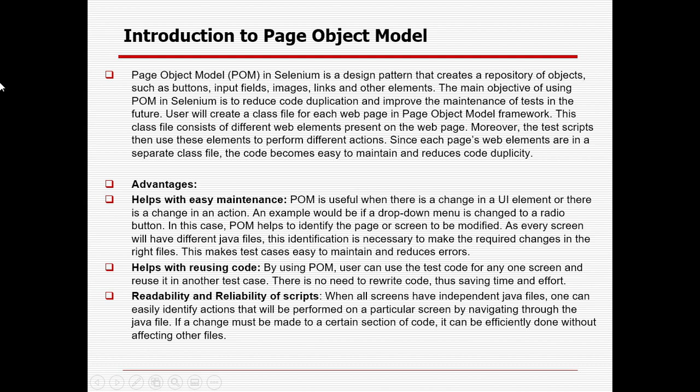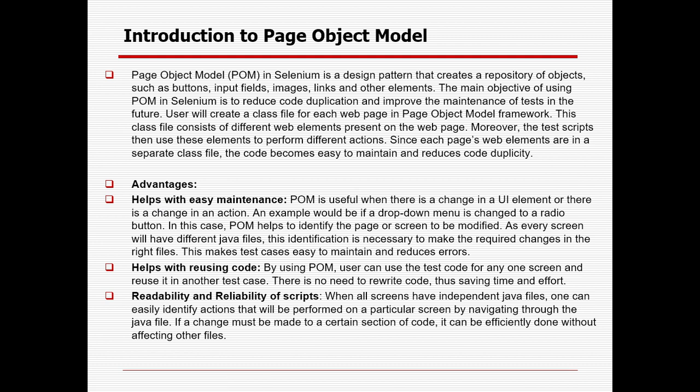Okay. So user will create a class file for each web page in the page object model. This class file consists of different web elements present on the web page. Moreover, the test script then uses these elements to perform different actions. Since each page's web elements are in a separate class file, the code becomes easy to maintain and reduces code duplicity. What are the basic advantages POM is having?